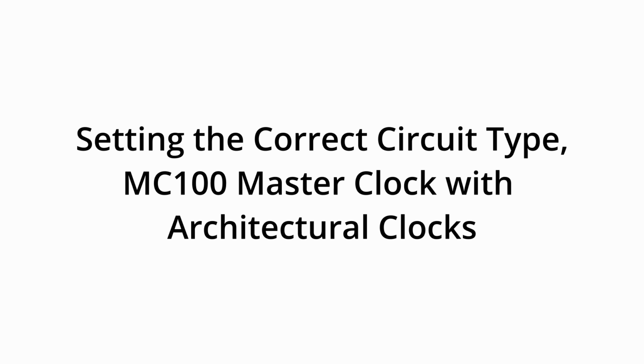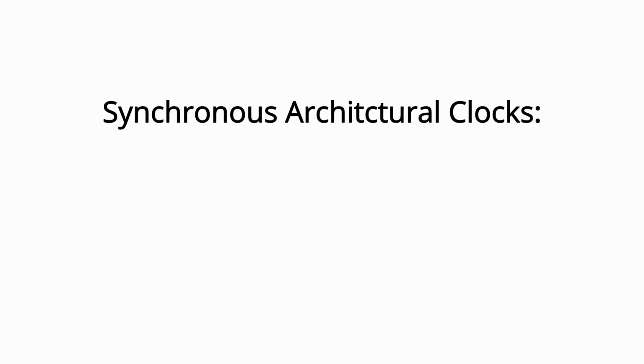In this video, we will show you how to set the correct circuit type on your MC100 Master Clock to control architectural clocks. The MC100 can control National Times synchronous architectural clocks, which includes clocks such as our 2MR, 3MR, HMR, and 4MR. The MC100 is not compatible with National Times minute impulse large-scale outdoor clocks.